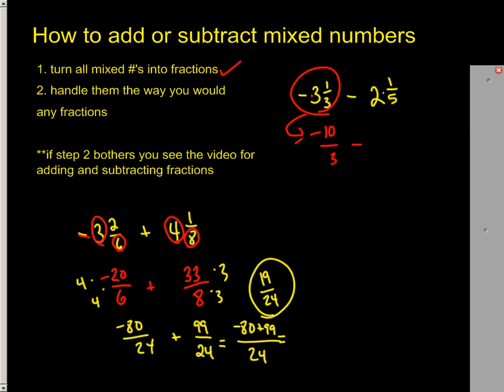I'll move my subtraction sign down. 2 times 5 is 10. 10 plus 1 is 11. That makes it 11 over 5. And now, like I said, we handle it like any other fraction situation.